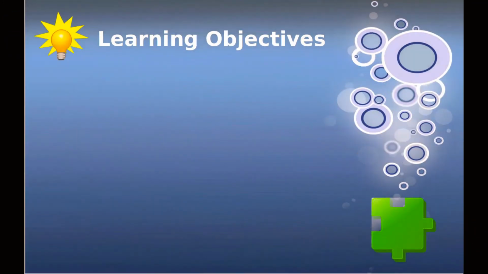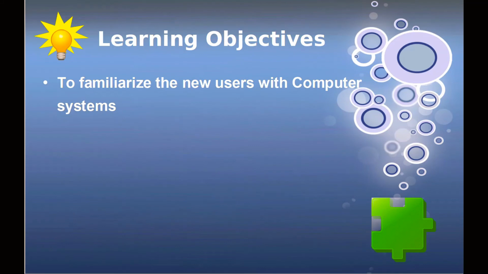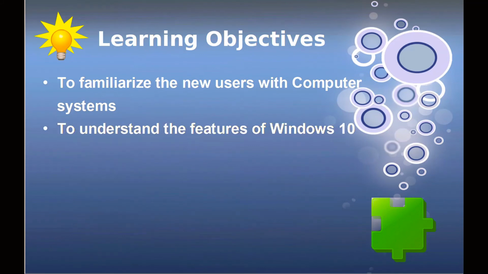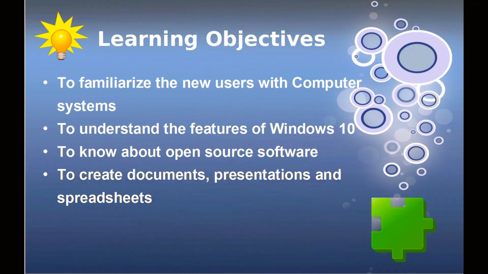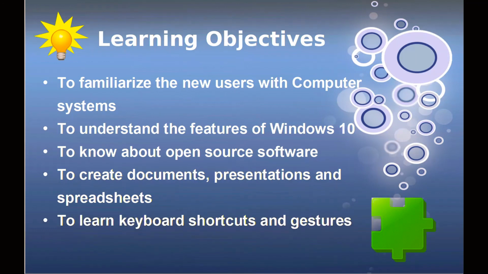Learning objectives achieved by this course are to familiarize the new user with computer systems, to understand the features of Windows 10, to know about open source software, to create documents, presentations, and spreadsheets, to learn keyboard shortcuts and gestures.